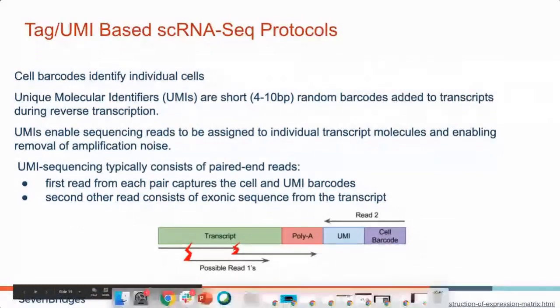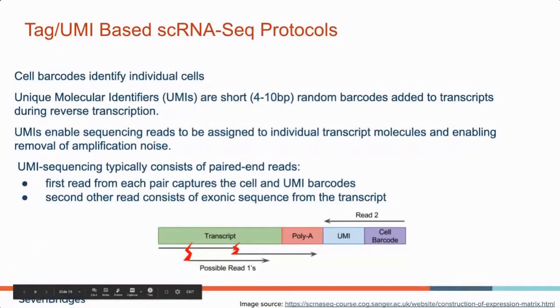Okay, so cell barcodes refer to the unique sequences added to each fragment that came from a single cell before all cells are mixed together and sequenced. UMI-based protocols use an additional type of barcodes called UMIs. These are unique molecular identifiers that are short random sequences added to the transcript during reverse transcription. They enable sequencing reads to be assigned to individual transcript molecules and thus enable the removal of amplification noise and biases from single-cell data, which provides a great improvement in the quantification step of the analysis.